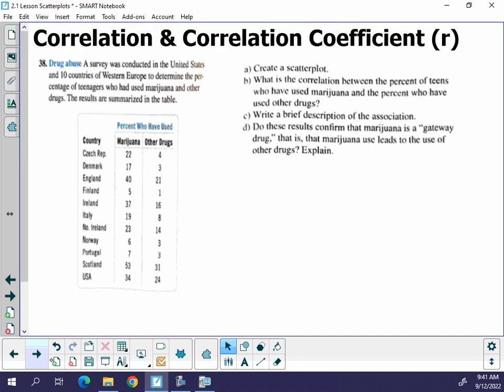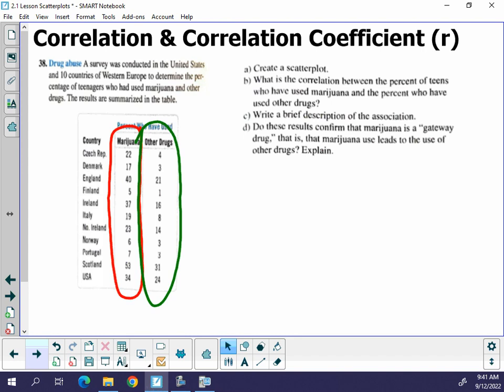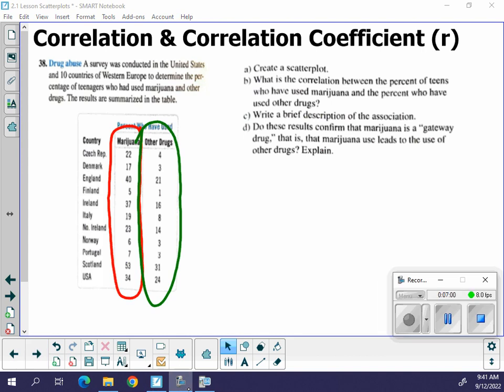And so what I'd like you to do right now is in list 1, put this data. Yes, we're talking about drug use. And in list 2, put this data. We are trying to see, is there a relationship between marijuana use in these different countries and the use of other drugs? So go ahead and put that in your calculator, and then we'll talk about calculating a correlation coefficient.